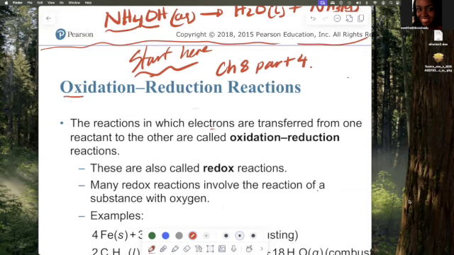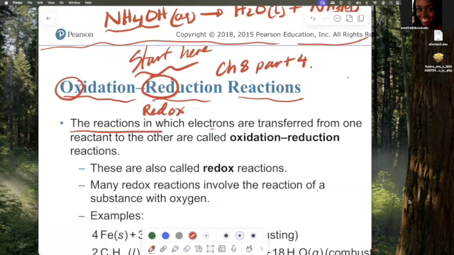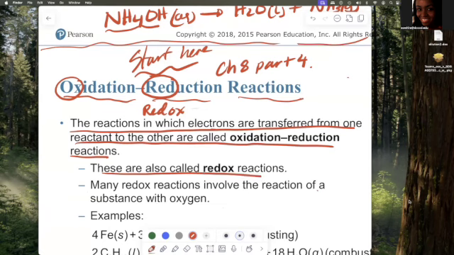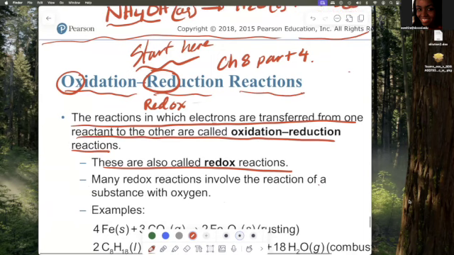So we have oxidation, reduction, reaction that is casually known as redox reaction. It's called a redox reaction because the red comes from the reduction, and the ox comes from the oxidation. These are reactions in which electrons are transferred from one reactant to the other, and they're called oxidation reduction reactions, also known as redox reactions. Remember, saying oxidation reduction over and over again is a tongue twister for chemists, especially when they have to say a lot of things. So the easiest way to refer to this reaction type is to call it a redox reaction.